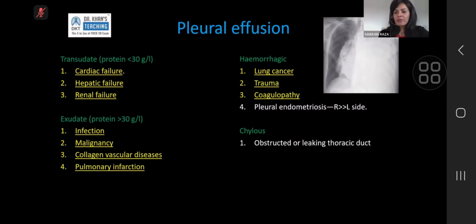Trauma, obviously: you can't have a pleural effusion like that go undiagnosed, because they must have had significant trauma to cause that. Coagulopathy is rare. Again, if somebody is on blood thinners, they can technically have an effusion that big, but they would have had some trauma. In their case, even minor trauma can cause that. Pleural endometriosis is a very, very rare cause, but yes, it can be.